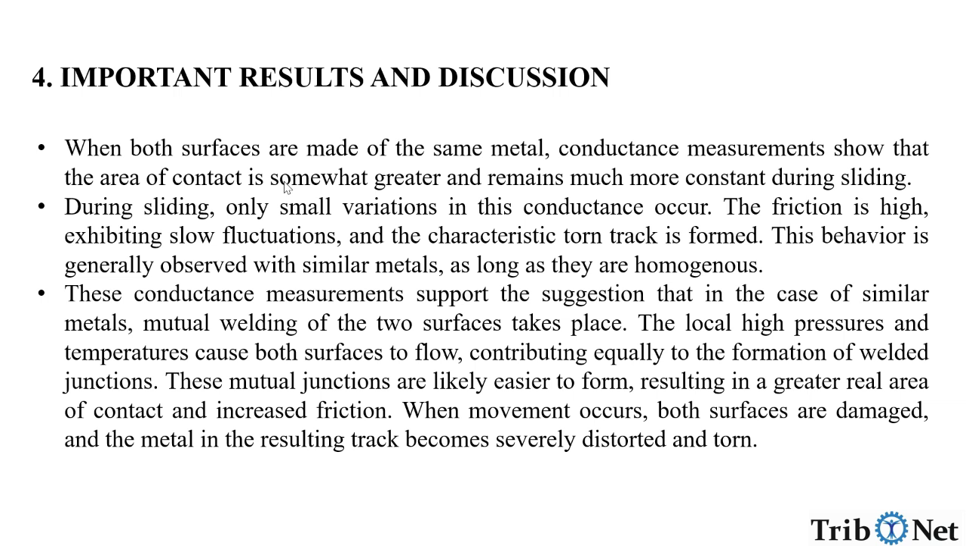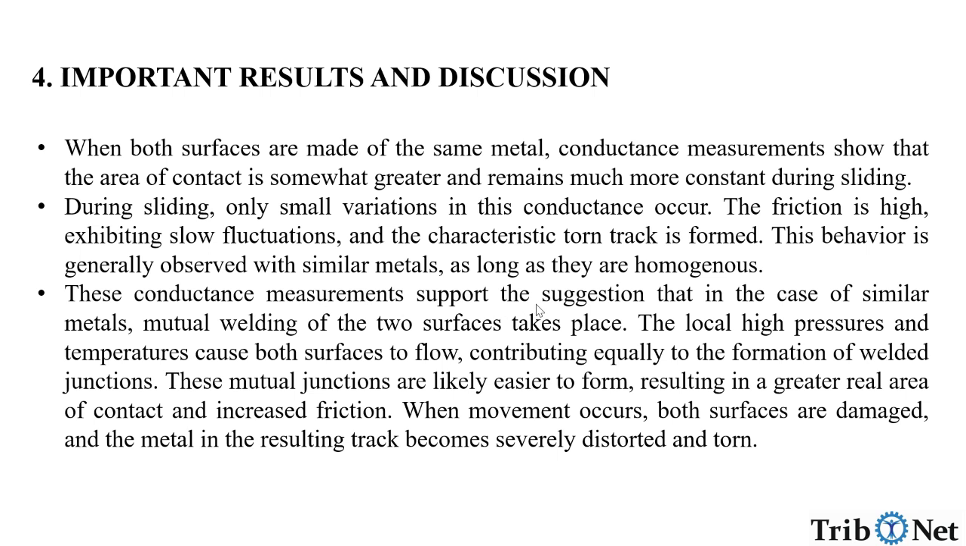When both surfaces are made of the same metal, the conductance measurements show that the area of contact is somewhat greater and remains much more constant during the sliding. During the sliding, only small variations in the conductance occur, and the friction is very high, exhibiting slow fluctuations, and the characteristic torn track is formed. This behavior is generally observed with similar metals as long as they are homogeneous.